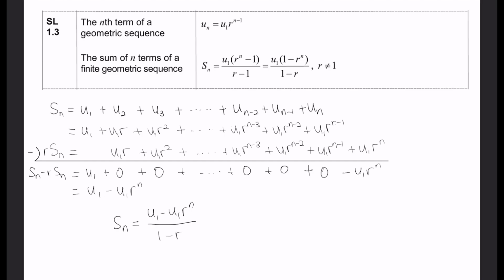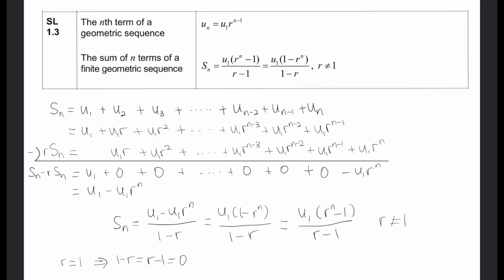We can further factor out u1 to get the following, and multiply negative 1 to both the denominator and numerator to get u1 times (r to the power n minus 1) over (r minus 1). Note that to use this formula, r cannot be equal to 1 because when r equals 1, the denominators 1 minus r and r minus 1 would be 0, and Sn would be undefined.